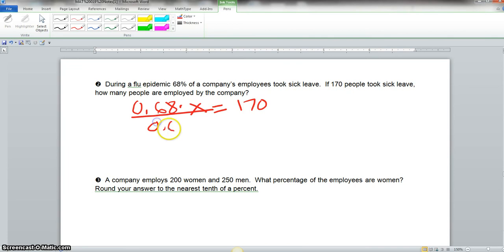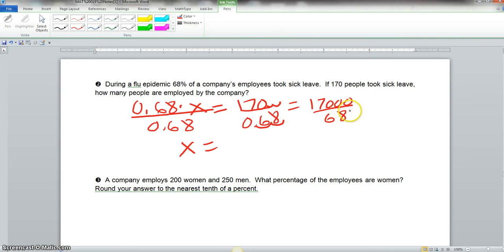So we divide each side by 0.68, and we will have x here on the left, and we know we have to move this decimal 2 places to the right, and this decimal 2 places to the right. So it'll be 17,000 over 68. Now we could just go ahead and do this as a decimal. We'll take 68 into 17,000.